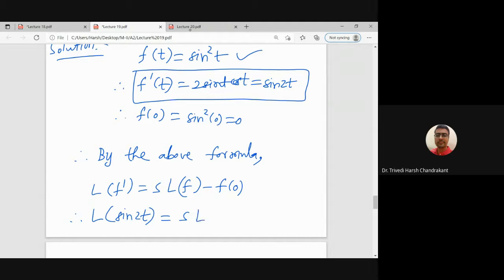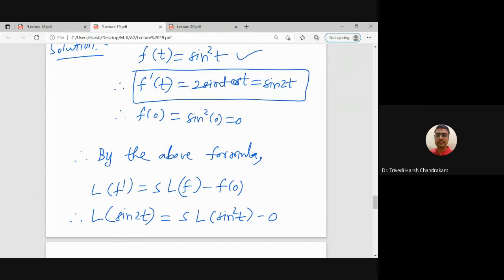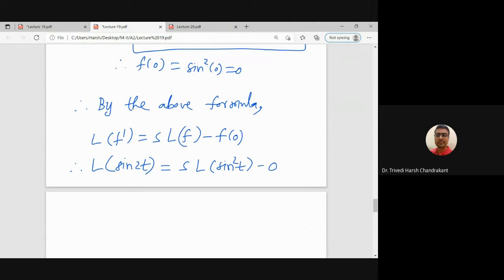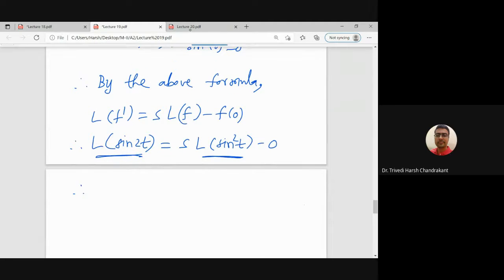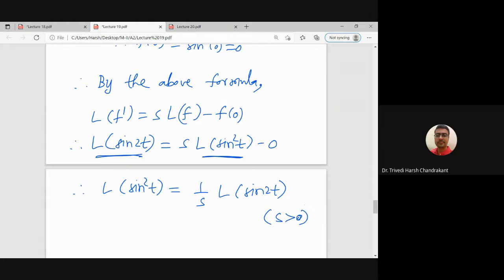So we don't know what the Laplace transform of sine square t is. That is what we are finding. And f0 is 0. Right. But now you can see that we don't know this Laplace transform, but we know the Laplace transform of the sine 2t function. So that we can use here. So that means the Laplace transform of the sine square t function is nothing but 1 divided by s times the Laplace transform of sine 2t. Since we are dividing by s, we can assume s is greater than 0.